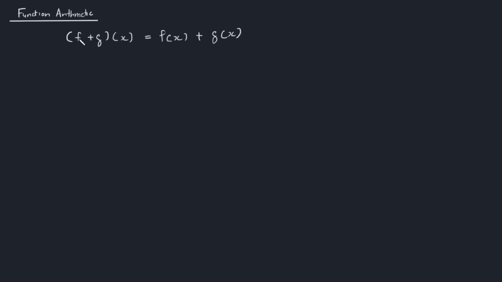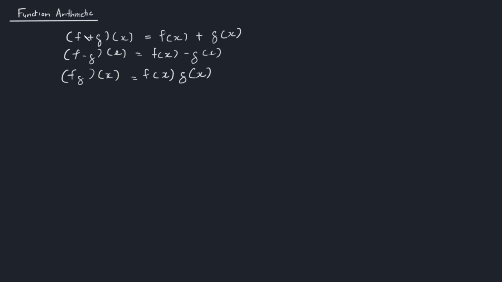Let's go over all of them. f of x plus g of x. This is just distributive. Let's do minus. So f minus g of x is equal to, as you would expect, f of x minus g of x. And the next one would be fg of x is equal to f of x times g of x.